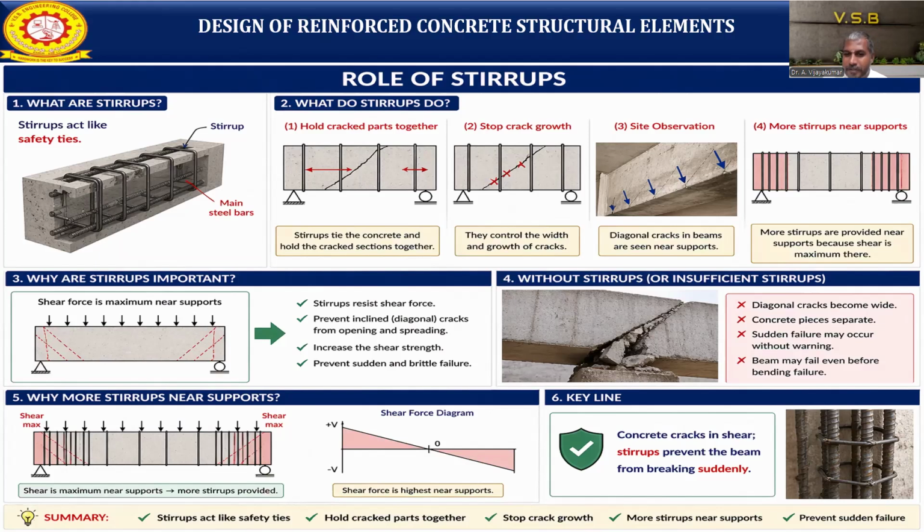When concrete cracks in shear, stirrups prevent the beam from breaking suddenly. That is the key point we need to understand about the purpose of stirrups. So stirrups act as a safety tie. They hold the cracks together to stop the growth of the crack, and we need to provide them mostly near the support to prevent sudden or brittle failure. When designing the stirrups, we need to detail them properly.